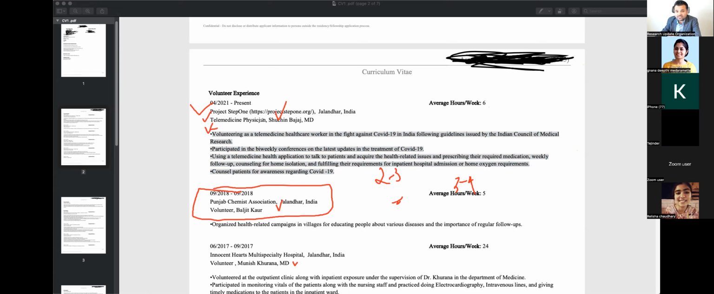Make sense? Then, with the Step 1 score not being considered, research and rotations play a very crucial role. So you need to make sure that section is stronger instead of having volunteer experiences. Some people even put work experience in volunteer experience, and that's fine.